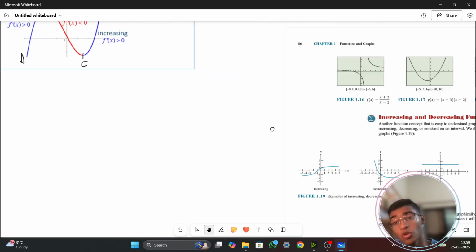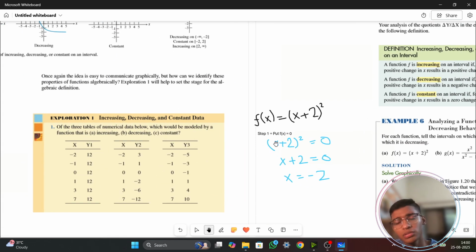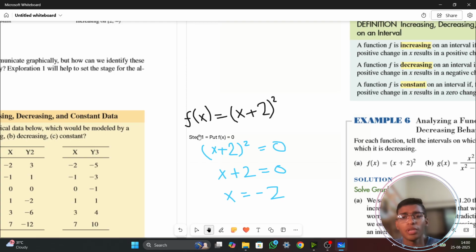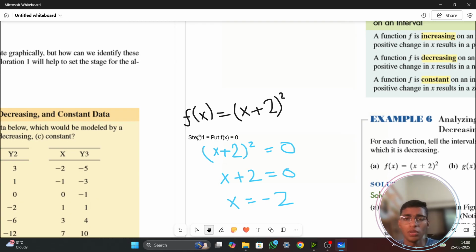You need to put your slope equivalent to zero, or the function. Slope equals 0, function equals 0. We are putting the function equal to 0 here because we need to find f dash x. So I'm telling you the shortest method to find it out, because you're not yet aware of f dash x.